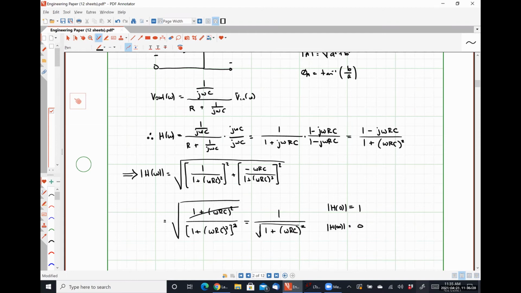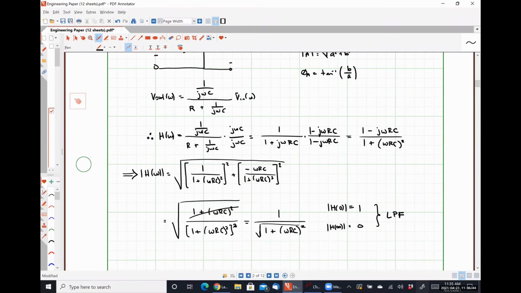So that we can see it passes high frequencies, rejects low frequencies. This must be, or excuse me, passes low frequencies, rejects high frequencies. So this must be a low pass filter. I'm just going to put LPF.